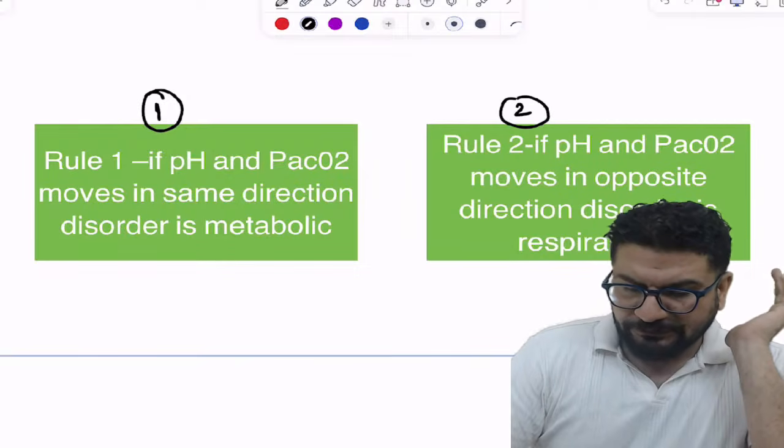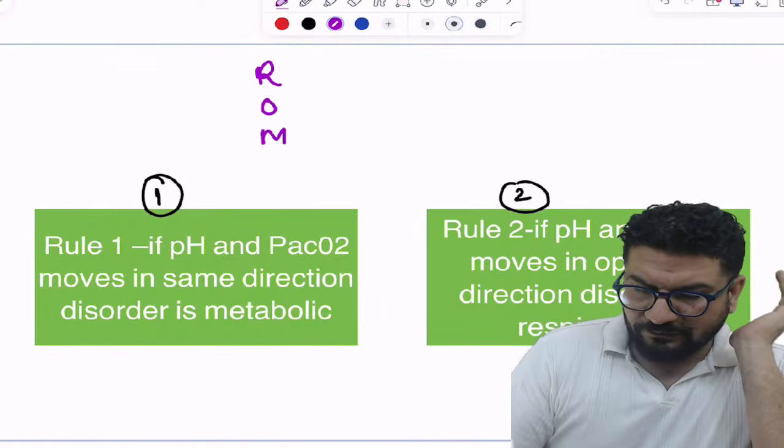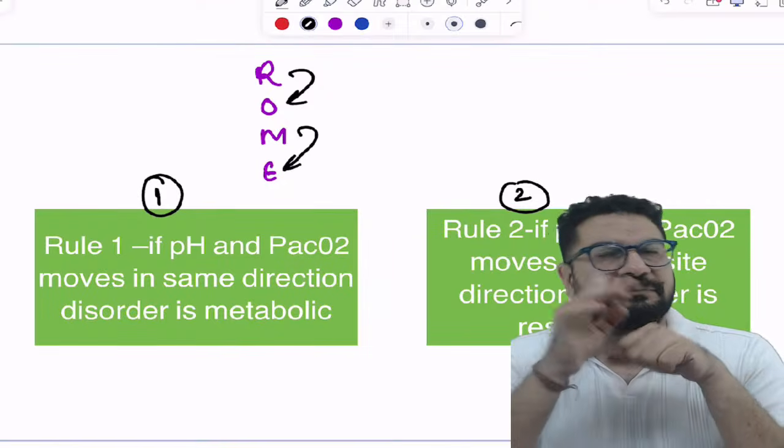Rule number 2. So this you can remember by a mnemonic, that mnemonic will be ROME. So what is ROME? Respiratory you will see opposite direction. Metabolic you will see equal direction. Respiratory opposite, metabolic equal.